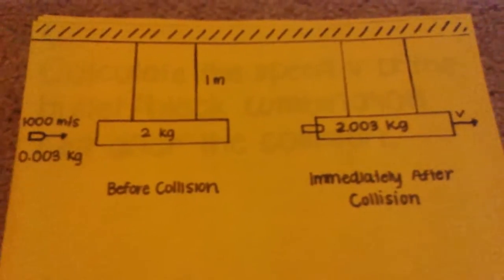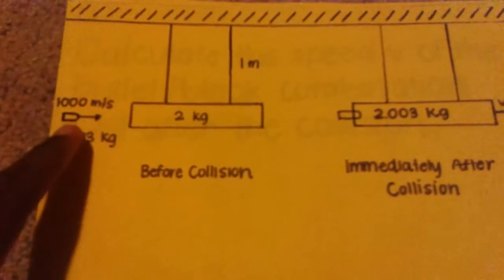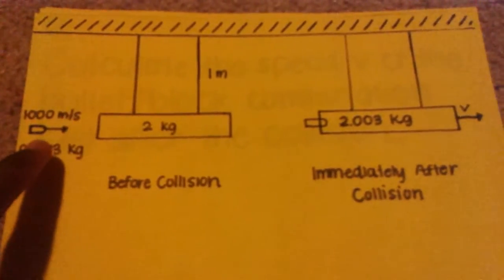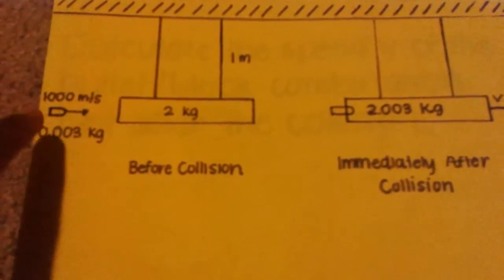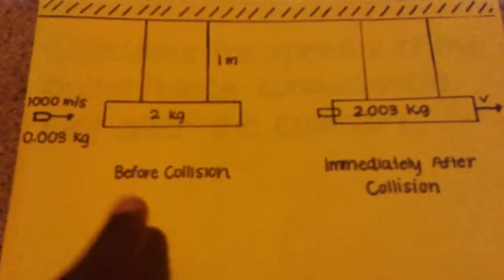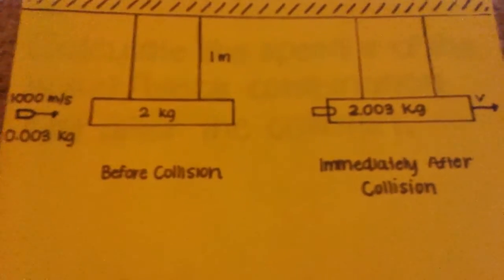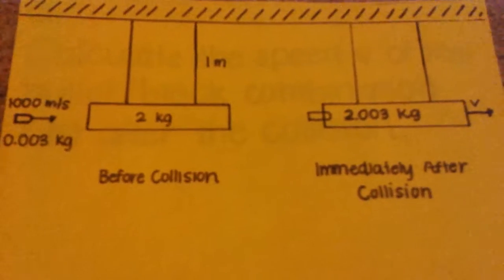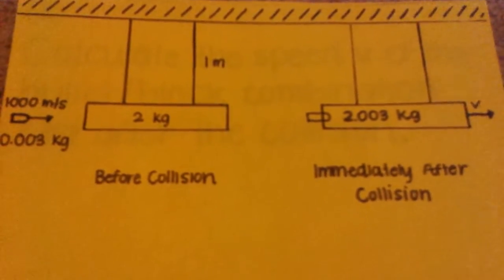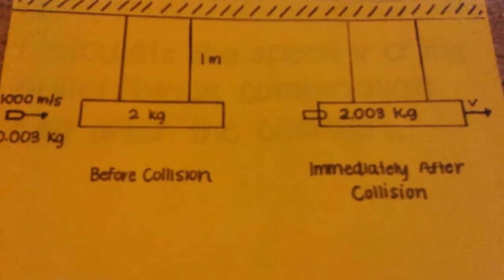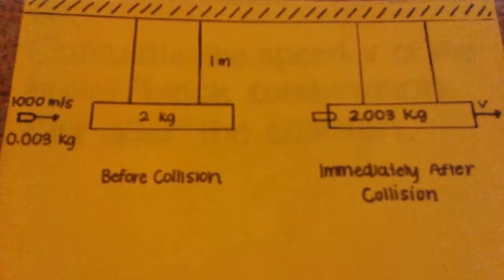This is the picture that has been provided to us in the problem. As you can see, the bullet has a velocity of 1,000 meters per second and a mass of 0.03 kilograms. It is the only object moving before the collision, as the 2-kilogram block is stationary. However, immediately after the collision, the bullet becomes embedded in the block, thus giving the bullet-block system a mass of 2.003 kilograms.